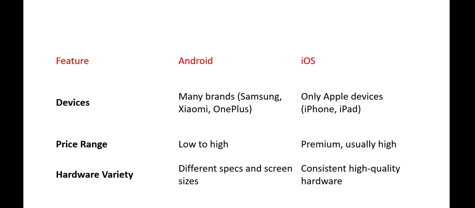Devices for Android, many brands like Samsung, OnePlus, etc. But for iOS, only Apple devices such as iPhone, iPad. Price range for Android is low to high. The price range for iOS is premium, usually high price range only in iOS. Hardware variety: different specs and screen sizes are used in Android. Consistent high quality hardware is used in iOS. These are the comparisons between Android and iOS.